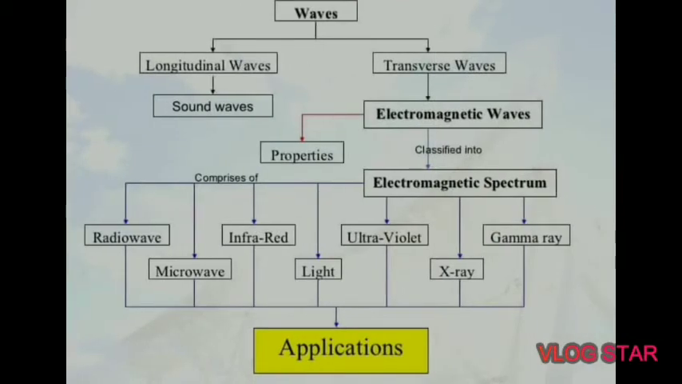If we review the waves, we see that waves are basically divided into two parts. The first is longitudinal waves and the second is transverse waves. An example of longitudinal waves is sound waves, and an example of transverse waves is electromagnetic waves. Electromagnetic waves are classified into the electromagnetic spectrum, which can be of different types like radio waves, microwaves, infrared waves, light waves, ultraviolet, X-rays and gamma rays. So these are the different rays of the electromagnetic spectrum.